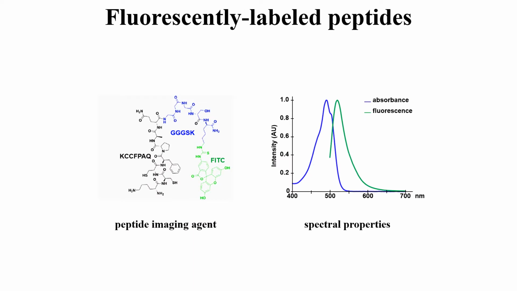This is a peptide developed with specific binding to peroxyredoxin 1. It's a 7 amino acid peptide that is labeled with FITC that provides fluorescence at around 510 nanometers in the visible regime, and this was chosen in order to be compatible with our imaging instruments.